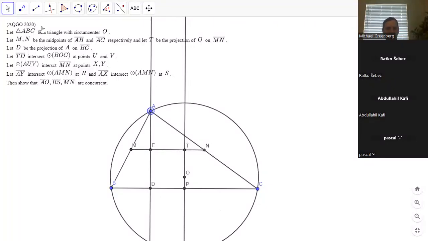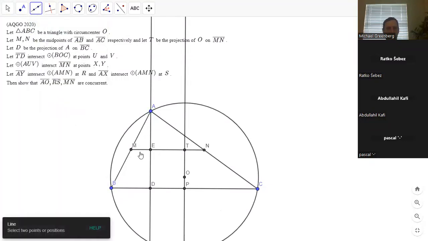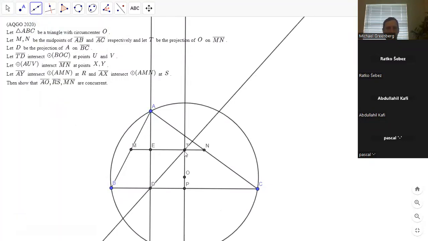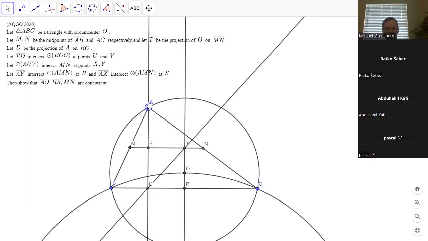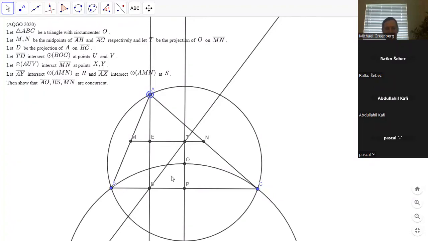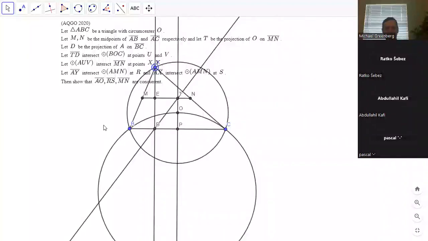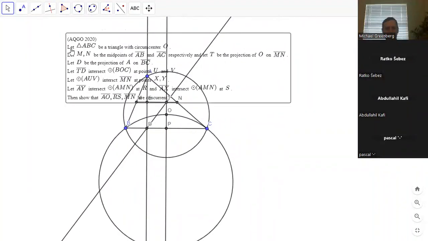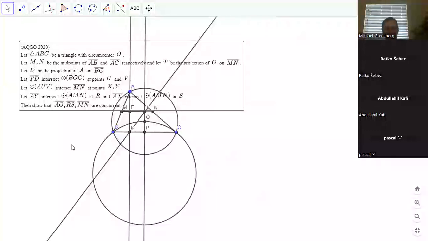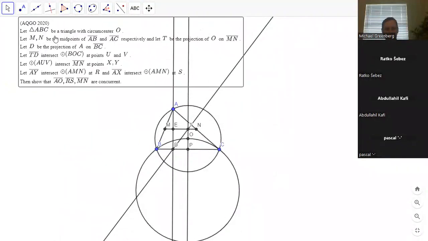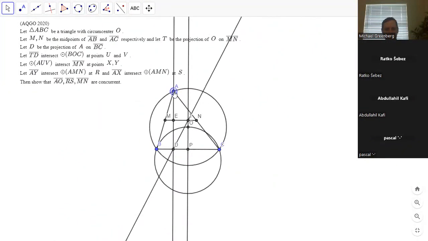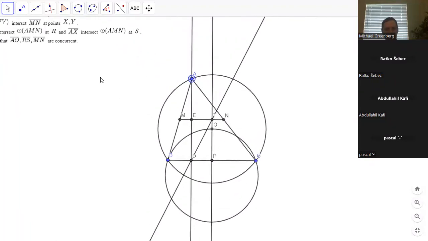Let TD intersect the circle BOC. Okay, so we have this circle, and when you have this circle, it's useful to draw the center. So I'll have to shrink the diagram a little bit, but it's often useful to draw. Yeah, I hate having to shrink it that much. Let me make this a little taller of a triangle, and then I won't have to shrink it so much.